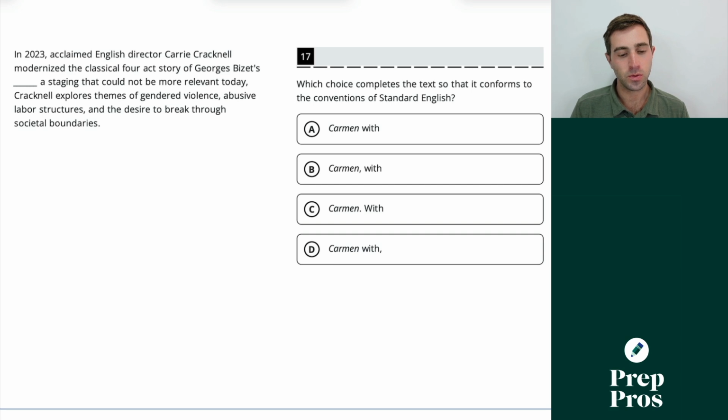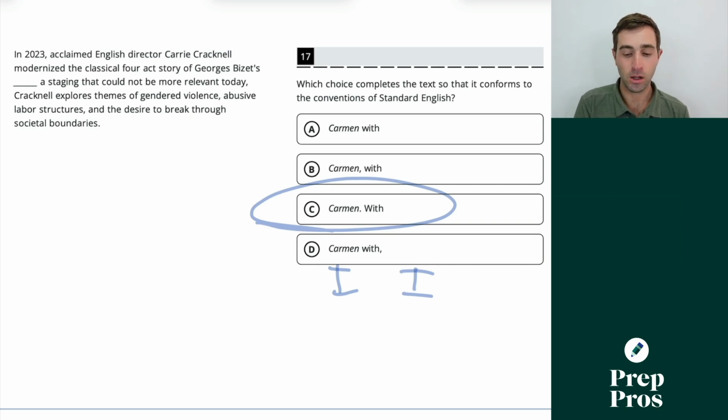So here: "In 2023, acclaimed English director Carrie Cracknell modernized the classical 4-act story of George Bizet's Carmen." Well, that's an independent clause. "With a staging that could not be more relevant today, Cracknell explores themes of gendered violence, abusive labor structures, and the desire to break through societal boundaries." We have another full-sentence independent clause coming afterwards. So we have 2 independent clauses. The only option which gives us any of our 3 possible ways of joining those 2 independent clauses together is going to be the period, and that's how we can tell it's correct.